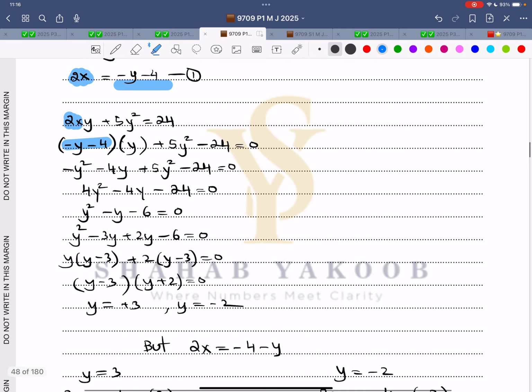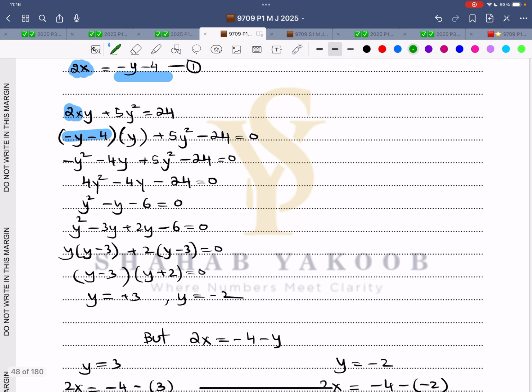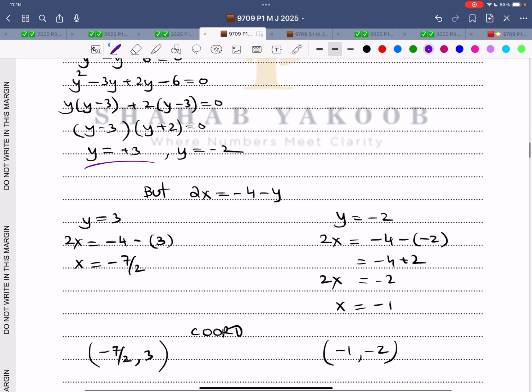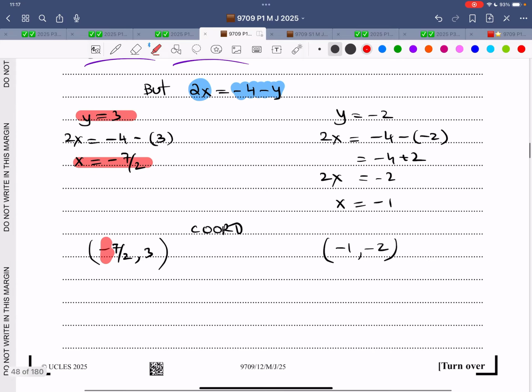Then you expand, and it's the same old story, middle term factorization. We get two values of y: one is +3, one is -2. But 2x is equal to -4 - y. So when y is equal to 3, x is -7/2. That is the x coordinate and y coordinate. Similarly, when y is -2, x comes out to be -1. So (-1, -2) is the other point.